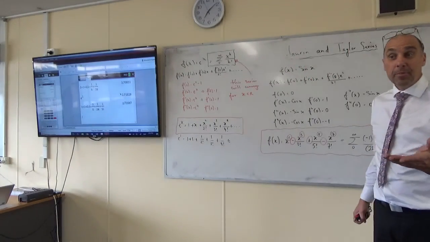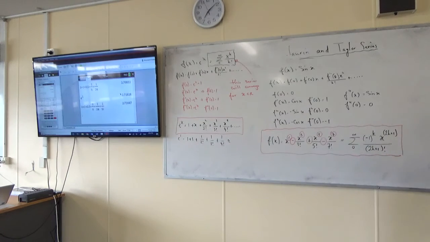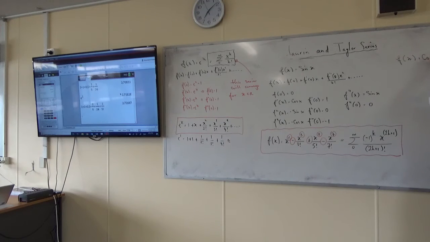Does cos have even powers? Should we do the cos one? Just quickly, let's do cos and you'll see that very, very quickly. f of x equals cos x. So what's f of 0? f of 0 starts at 1, very good.